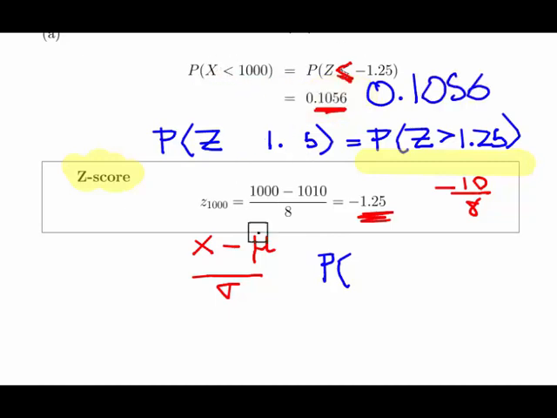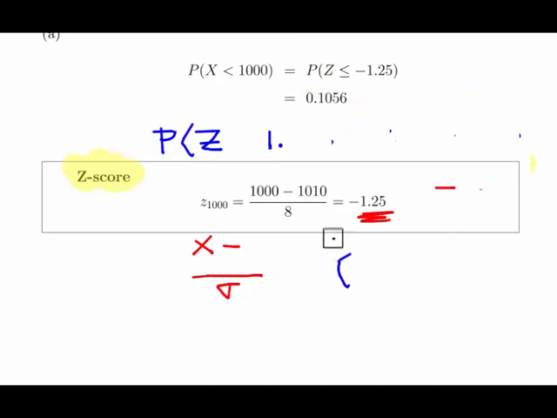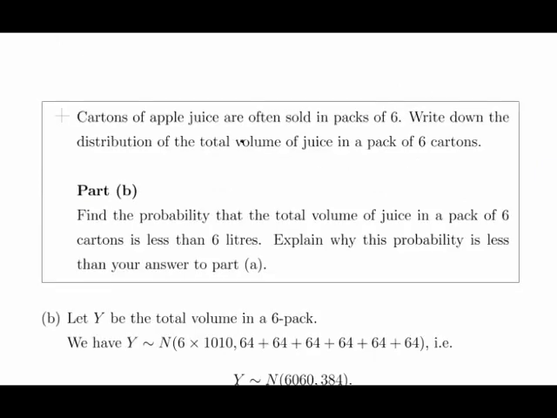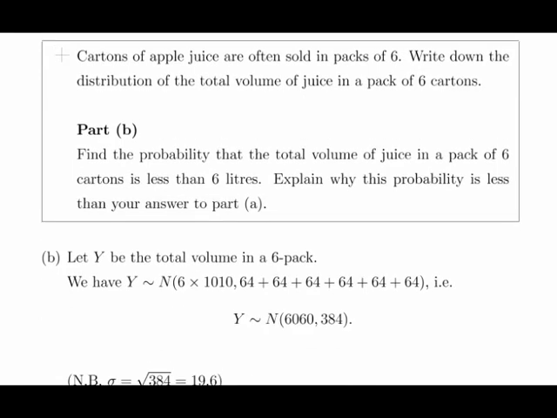Okay, so I'm just going to get rid of everything there to clean it up a little bit. The answer we're looking for is 0.1056. Okay, so the next part is: cartons of apple juice are often sold in packs of 6. Write down the distribution of the total volume of juice in a pack of 6 cartons. This is actually part B as well.